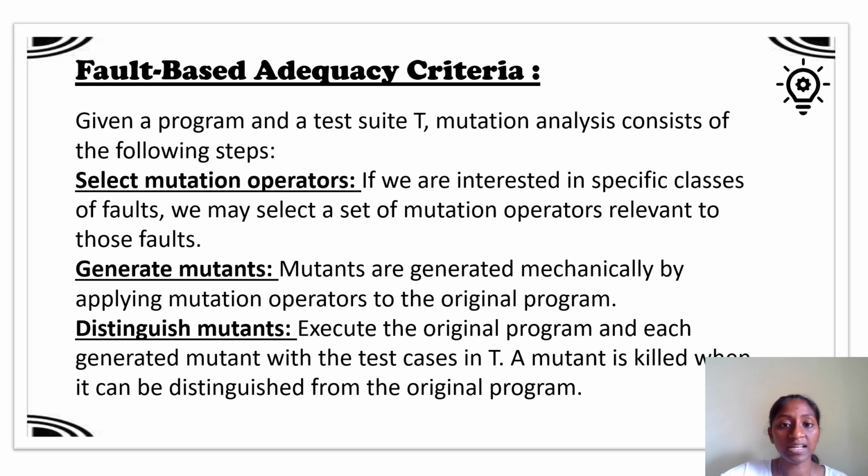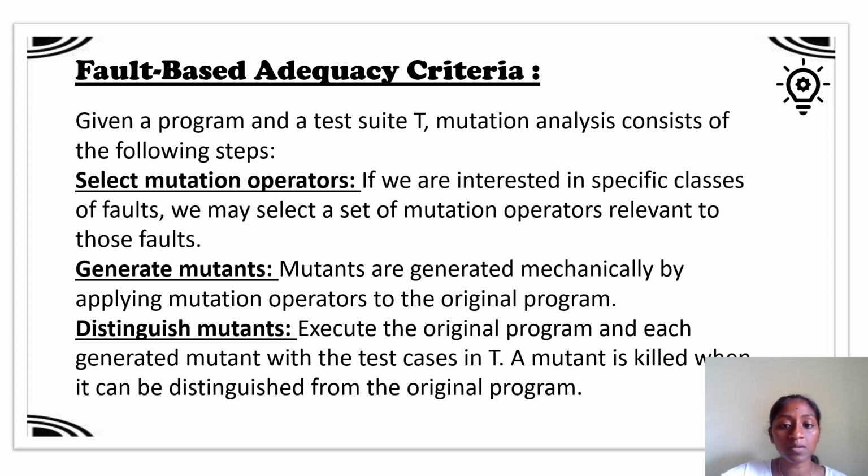Fault-based adequacy criteria consist of a few steps. Here is a program and a test suite T. Mutation analysis consists of the following steps. Select mutation operators is the first step. If we are interested in specific classes of faults, we may select a set of mutation operators which is relevant to those faults. Second step, generate mutants.